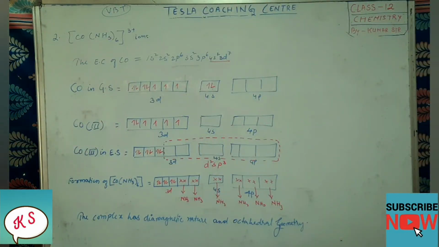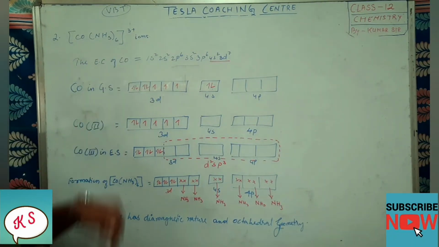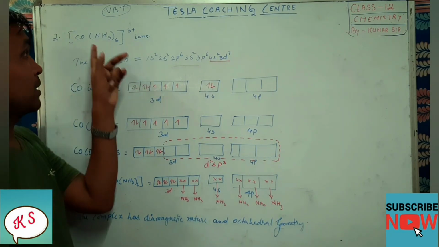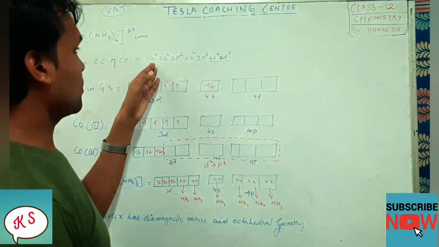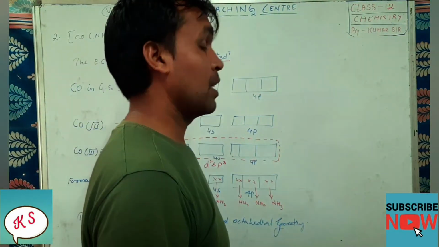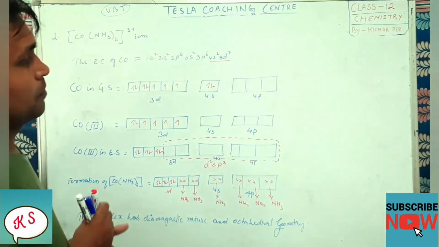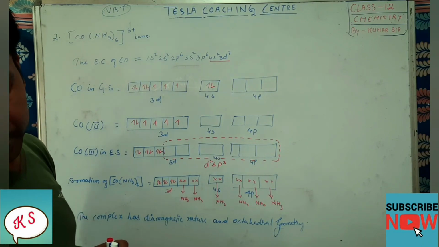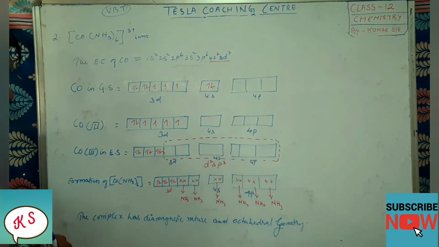Okay, let's do the second question. Second question is [Co(NH3)6]3+ ion. Okay, so here the electronic configuration of cobalt: the electronic configuration will be 1s2, 2s2, 2p6, 3s2, 3p6, 4s2 and 3d7. Those of you who don't know the electronic configurations, again I will tell you that you should learn it properly, because it is very, very important. Okay, got it or not?